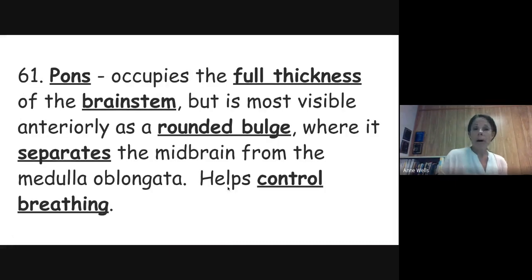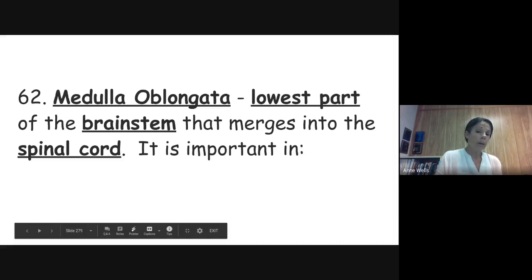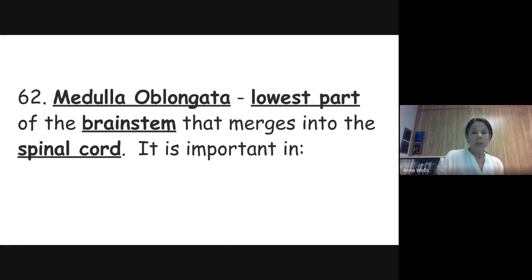Note number 61, pons occupies the full thickness of the brainstem. It is most visible anteriorly as a rounded bulge where it separates the midbrain from the medulla oblongata. It helps control breathing. Number 62, the medulla oblongata is the lowest part of the brainstem that merges into the spinal cord.